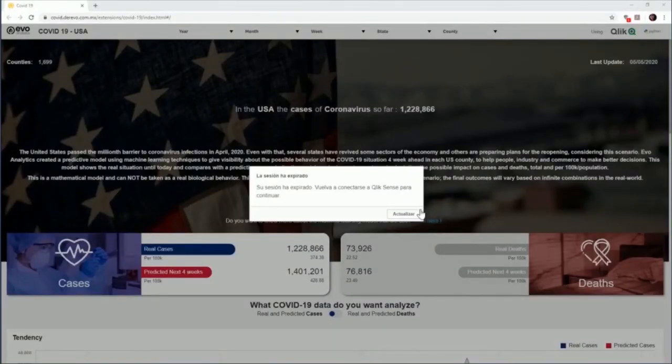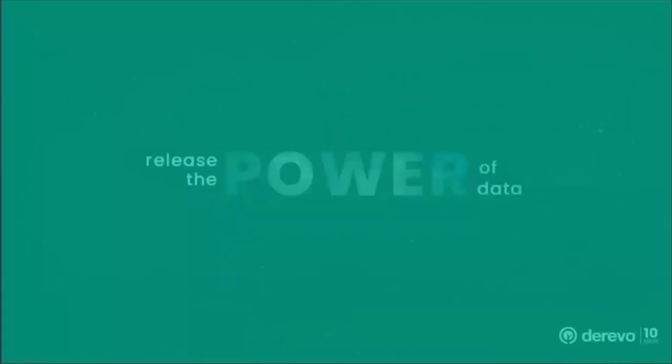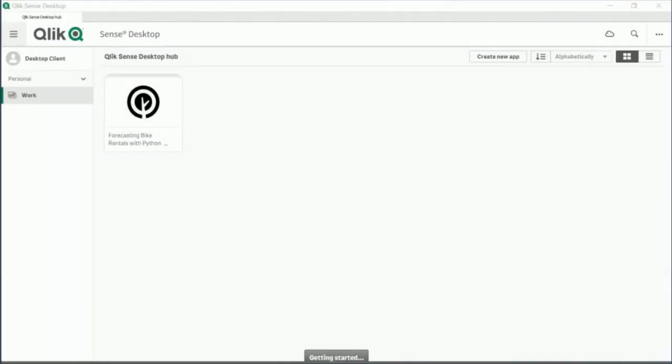Here we have our Qlik application. Before I start, I would like to clarify that Qlik Sense and Python are running on my laptop. The performance for this application will be affected by this. Okay, now we are on the Sense desktop application, and I'm going to open our forecasting by rentals.